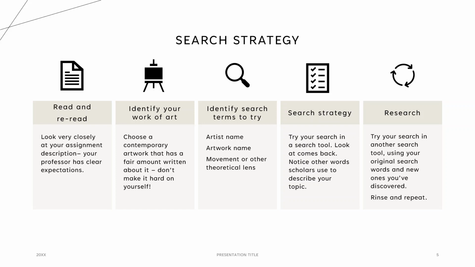And then in the search tool, the process for the search strategy is an iterative research process. So you try different combinations of the artist name, artwork name, theoretical lens in different search tools, again and again, iterating through the different search words and the search tools. And eventually you'll find what you need.